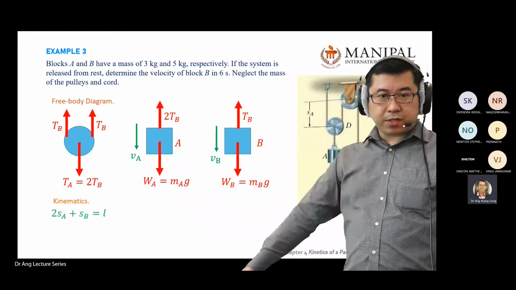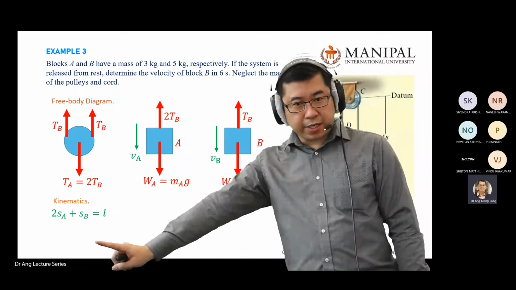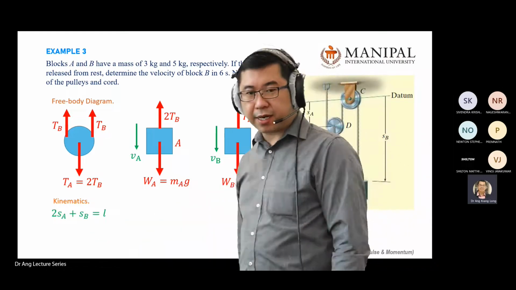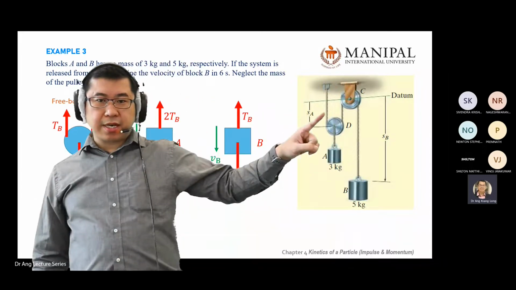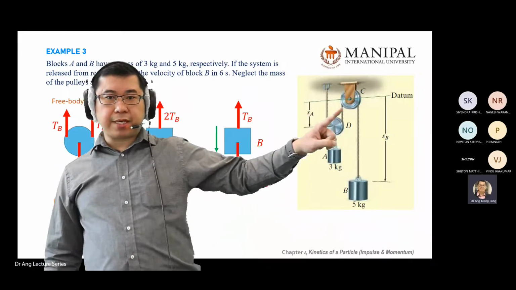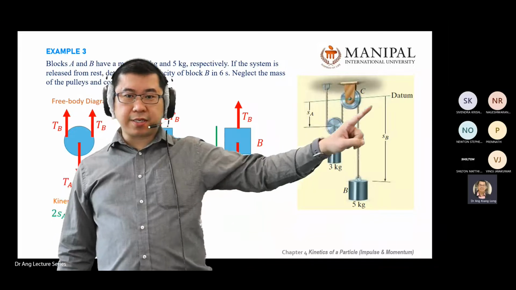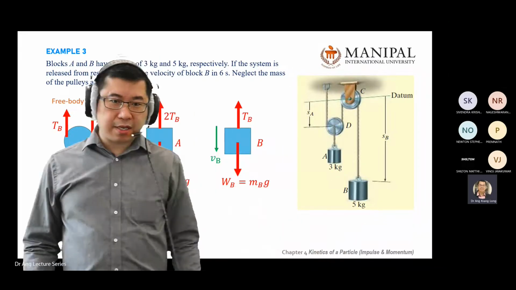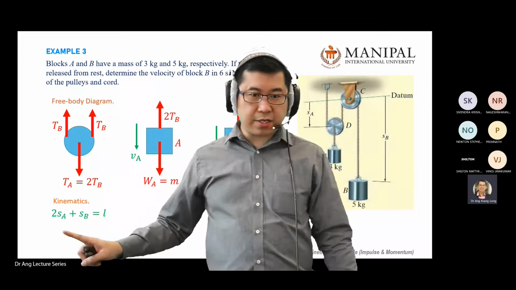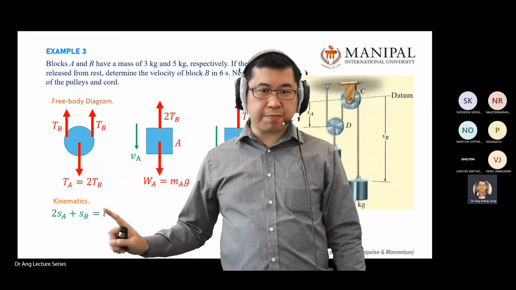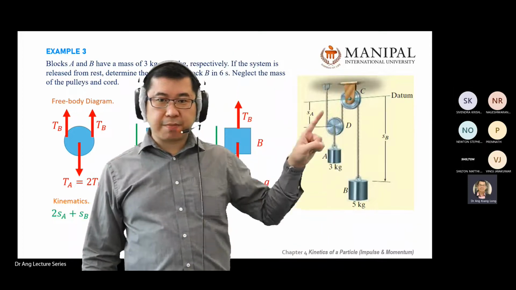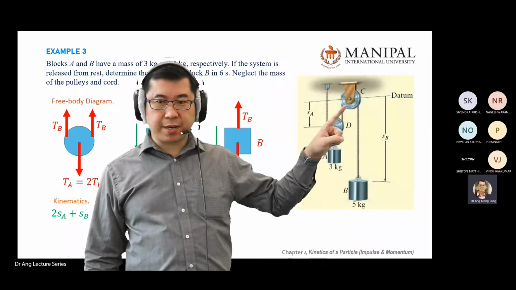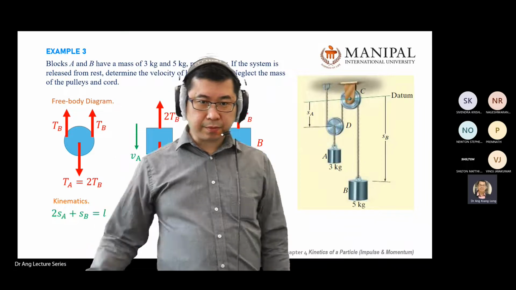Next, you calculate the kinematics that you learned in the pulley system. You link the length of the cable together. The total length is s_A plus s_A plus s_B. So in the calculation here, 2s_A plus s_B equals the length. s_A plus s_A, you get 2s_A plus s_B, which gives the total length.